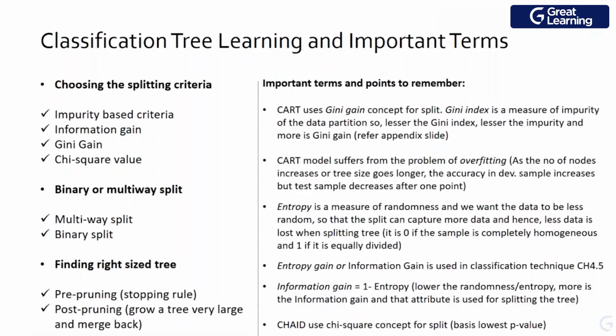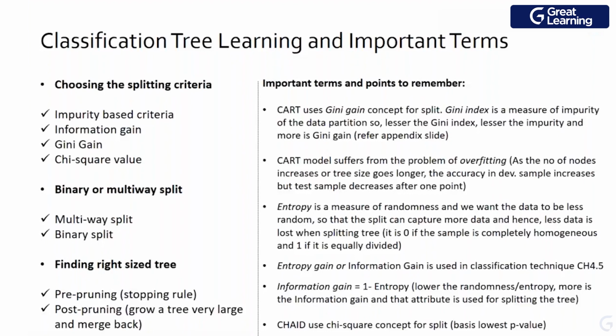The next is post-pruning, wherein you allow the tree to grow very large and then you merge it back using pruning. So you will cut back the tree. It's based on CP, which is the cost complexity parameter. Usually you can define the cost complexity parameter, and it will not go beyond that point. So these are a couple of things that you should be aware of, and these are commonly used terms when we are using a classification tree model. So these are the important terms and points to remember.